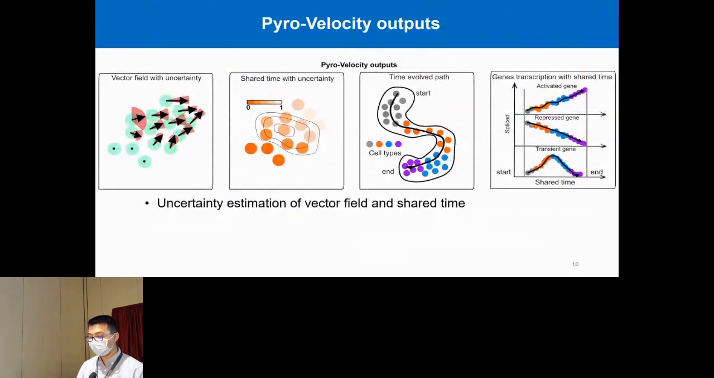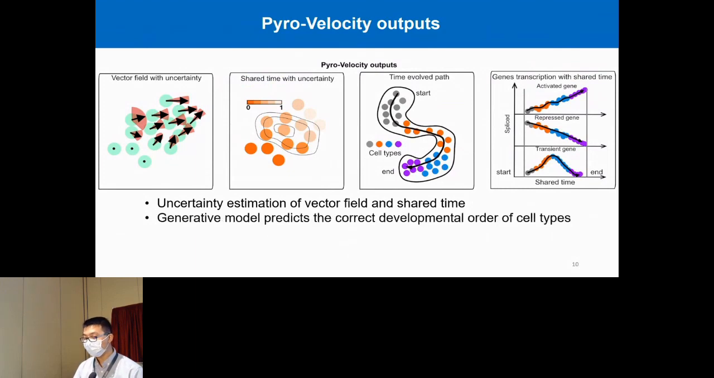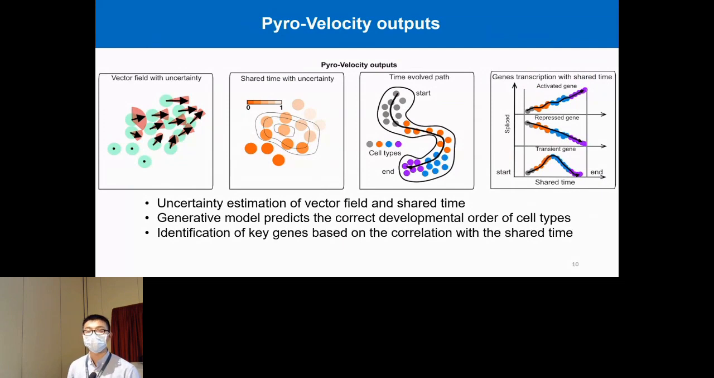So briefly, our framework provides 4 major outputs. The first 2 outputs are from the vector field and the shared time together with the uncertainty. The second one is that our generative model can predict the correct development order of the shared time. And the last one is that we can identify the key genes associated with the cell fate determination, and we can show the rainbow plot to show its correlation with the shared time.